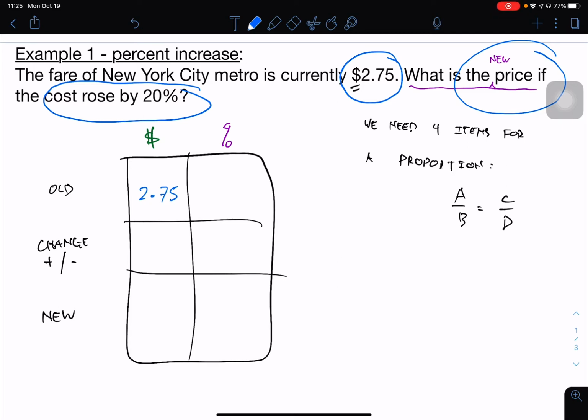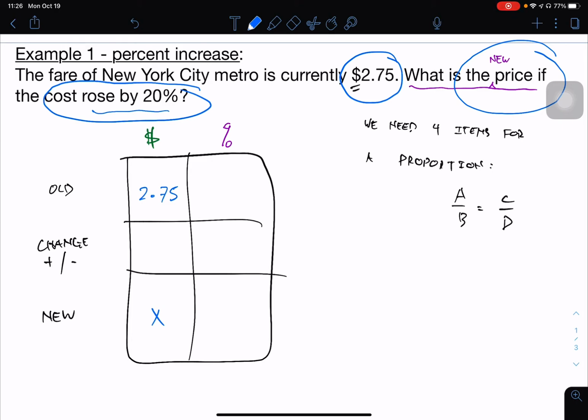So it's at the left side, but new price, if we don't know it, we can put a variable x. And then the last one is 20%, right? 20% goes where? Well, is it dollar or percentage? It's on the right side, so it's a percentage. But it's not talking about an old, change, or new. It says that it rose by 20%.